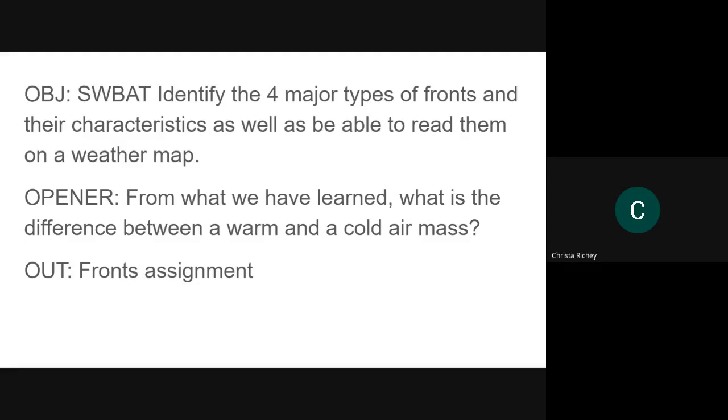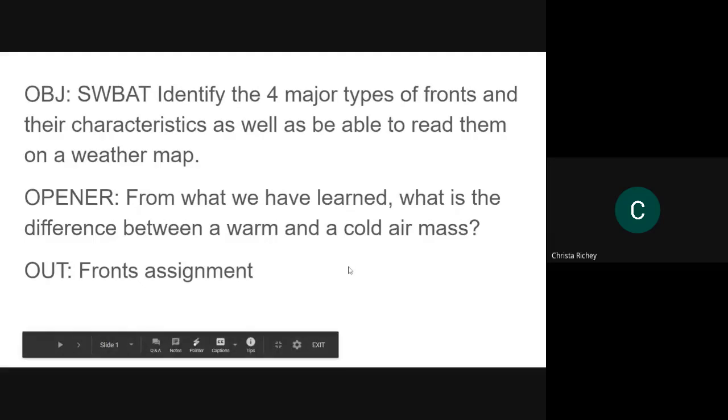But for this opener, from what we learned in the last unit, besides the temperature, what's the difference between a warm air mass and a cold air mass? Pressure. Okay, well, you're right. What's the difference in their pressure? Low. Which is which? Cold is high pressure and hot is low pressure. That is correct. So we're going to use that concept to talk about the 4 major types of fronts and the 5 major types of air masses.